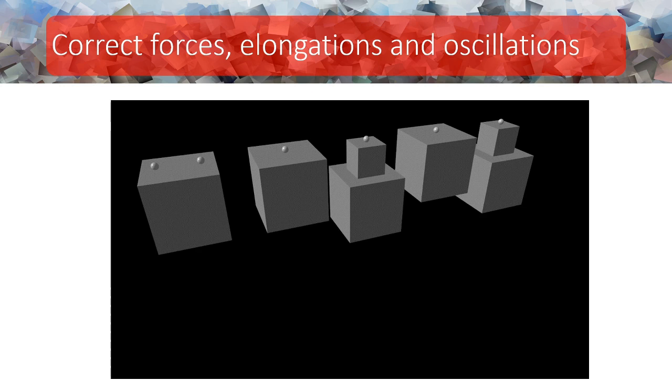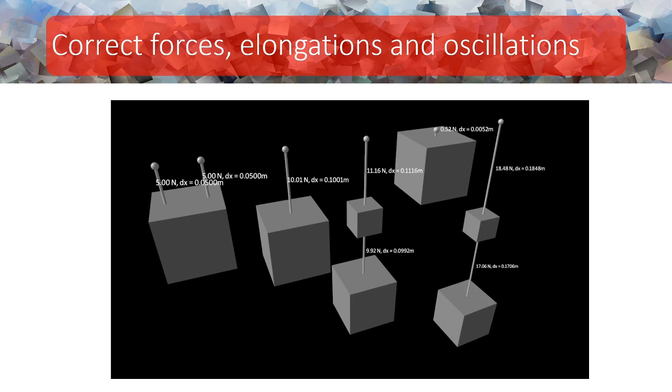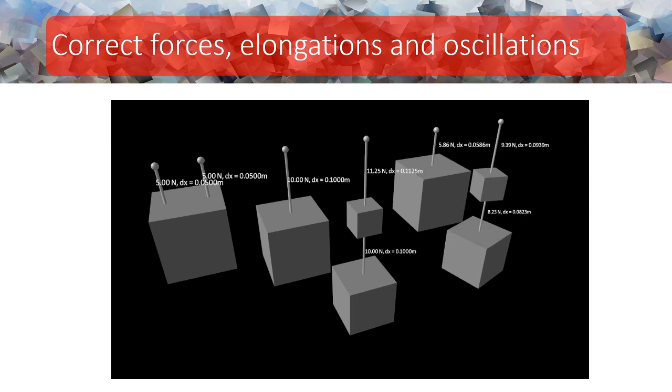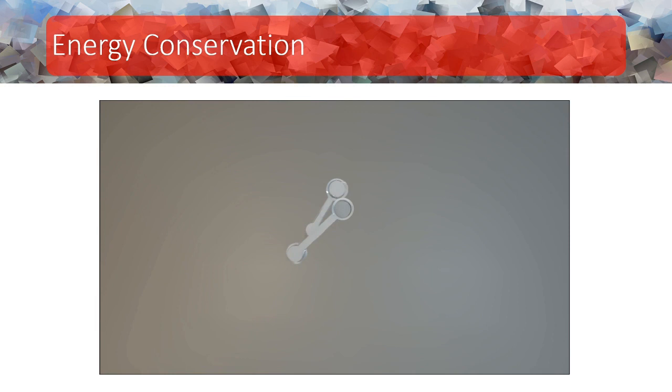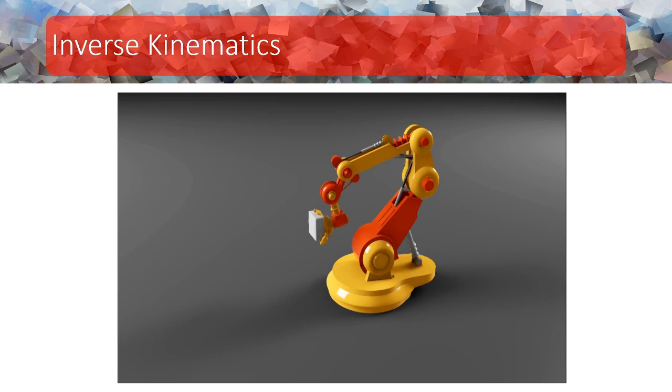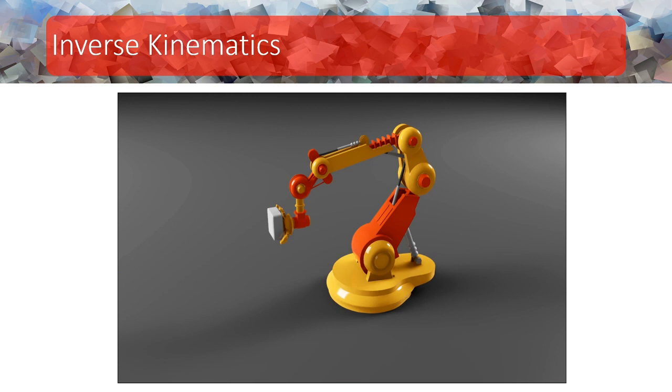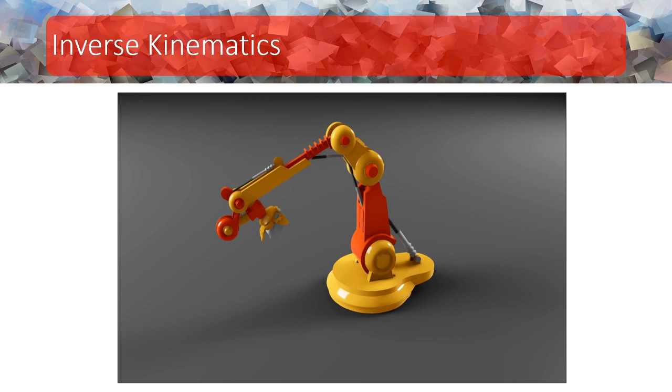In this example, we show that we get the physically correct forces, elongations, and oscillations with our method. This simulation of a triple pendulum shows how well energy is conserved with substepping. In this example, we show that our method can also be used to perform inverse kinematics. The user drags and rotates the gray box, and the robot follows its motion. Our solver has no problems with over-constrained situations or with the redundant degrees of freedom of the robot.